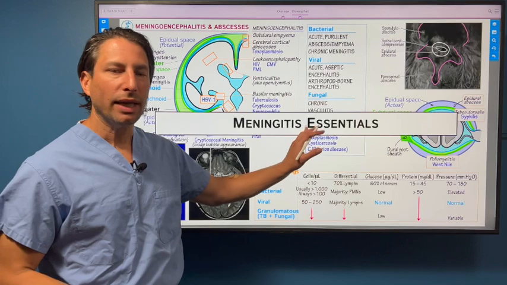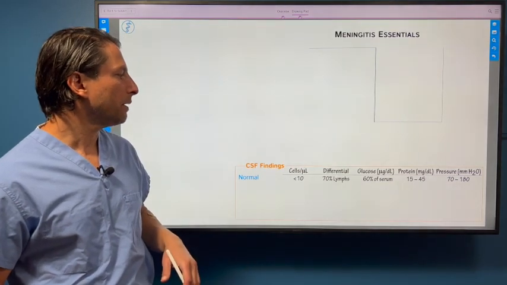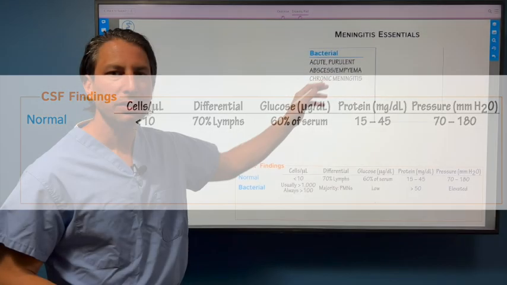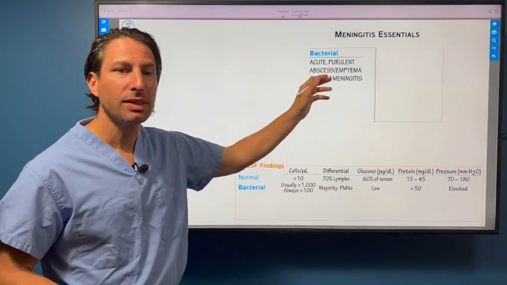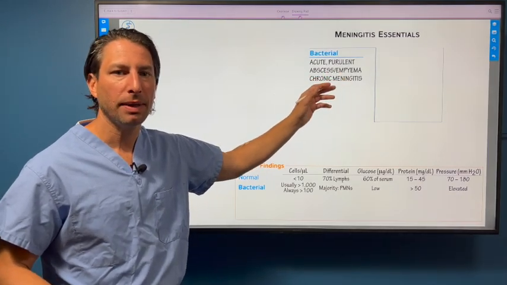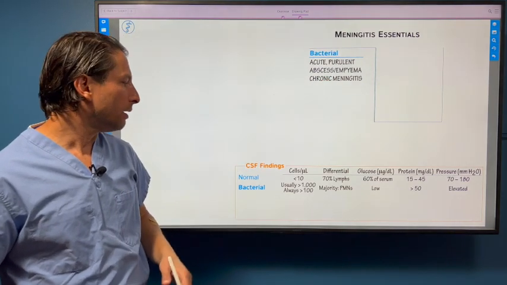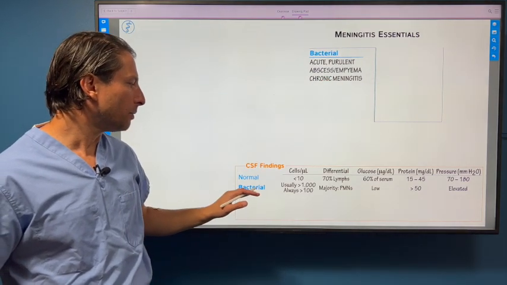Moving on to meningitis, a final topic here. So starting with bacterial meningitis, bacteria can form a few different things. First, acute purulent meningitis. Next, abscesses and empyemas can be caused by bacteria. And then chronic meningitis is another potential thing that can be produced.